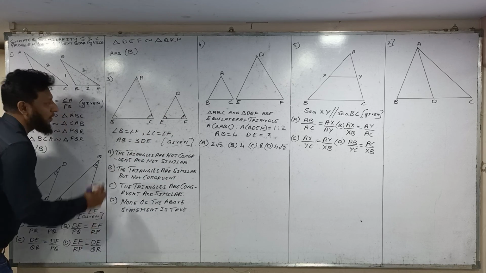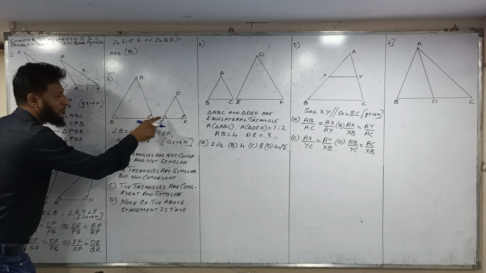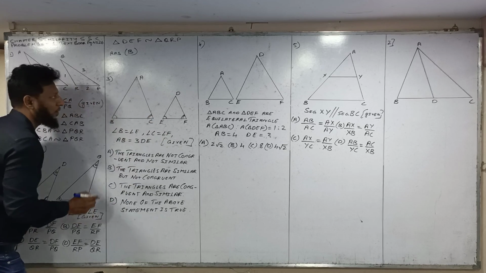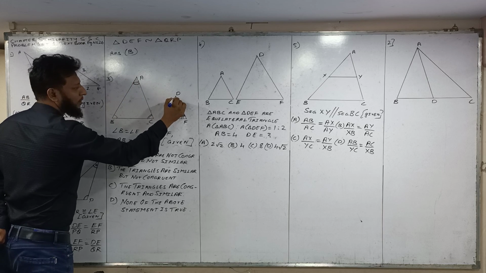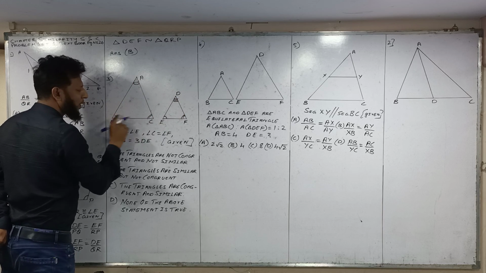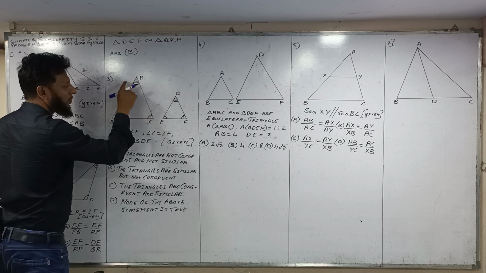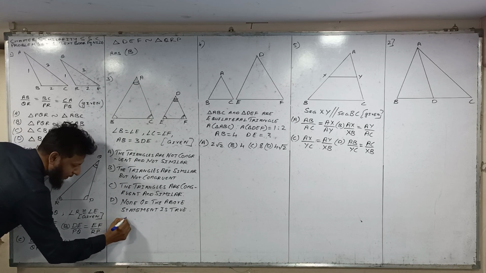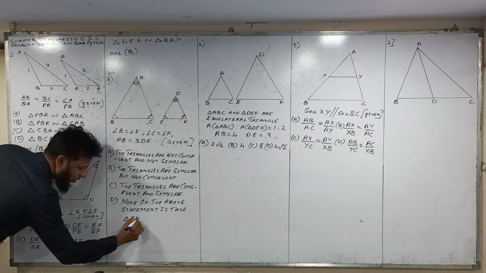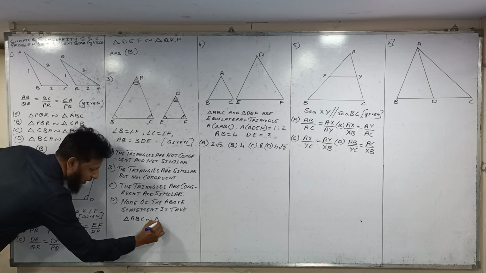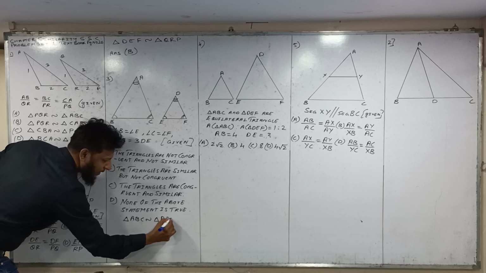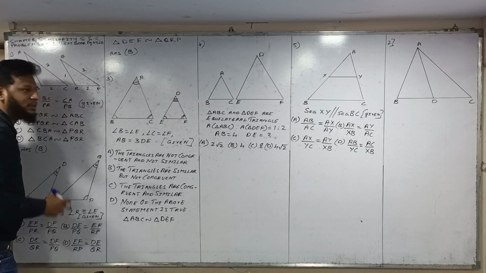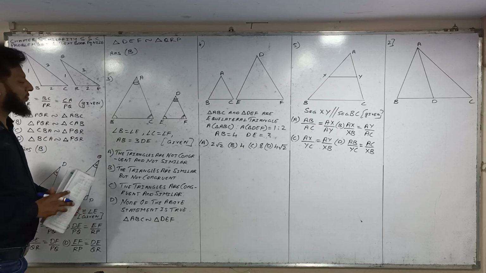First of all, the triangles are similar because two angles are congruent. This is the third angle, and this is the third angle. I am putting a sign because two angles are congruent, so the third angle will be congruent. So I am writing triangle ABC is similar to triangle DEF. That means the triangles are similar, but whether they are congruent or not, we have to see.